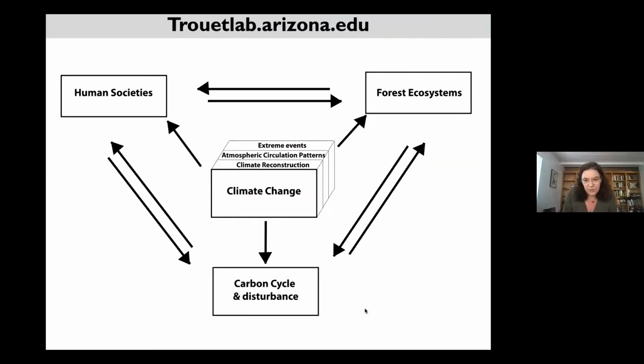In my research group, our research focus is climate change of the past and how it has influenced human societies on the one hand, forest ecosystems on the other hand, and then the carbon cycle, specifically forest disturbances such as wildfire. So how all of these factors of the Earth system interact with each other on near paleoclimate timescales.